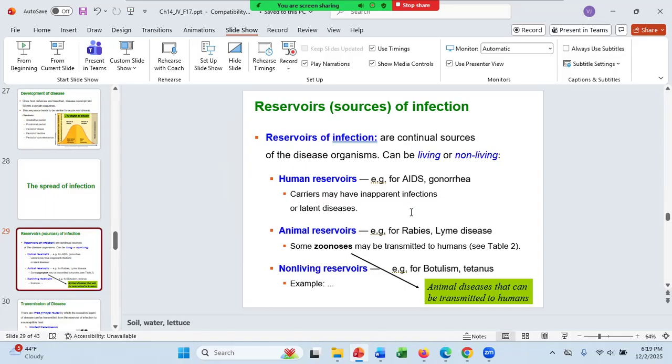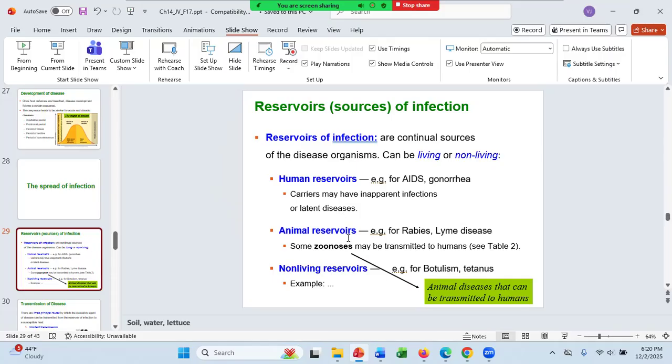Carriers may have inapparent infections, meaning an asymptomatic disease, and there can be examples of latent disease where somebody is carrying the disease. They're not capable of spreading it in the latent disease, but they can come out of latency and then they can spread it.